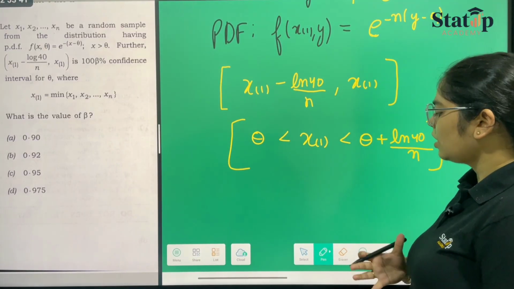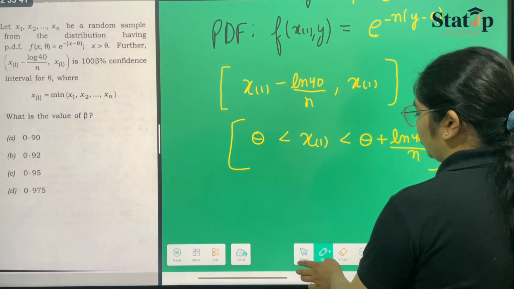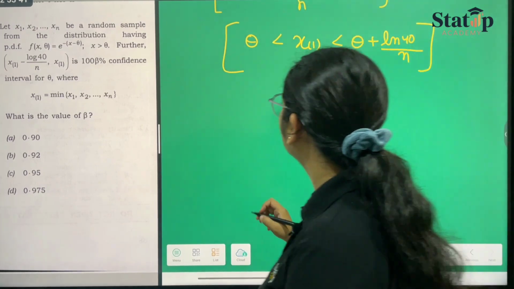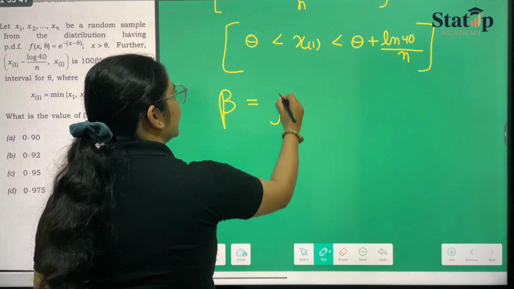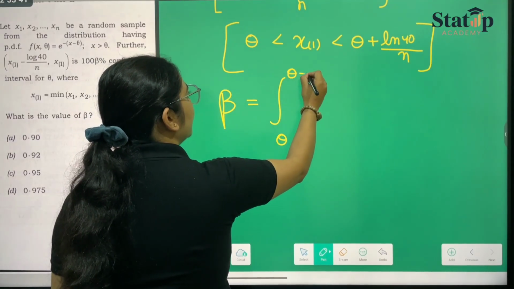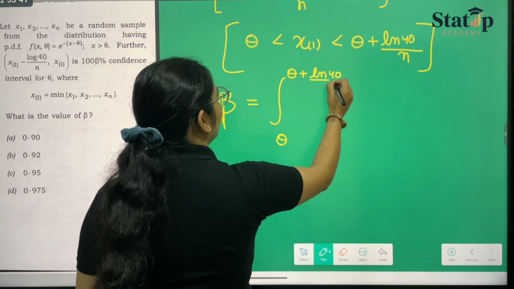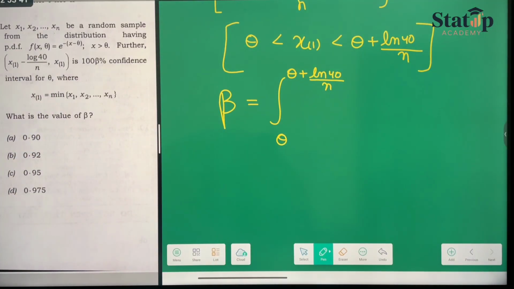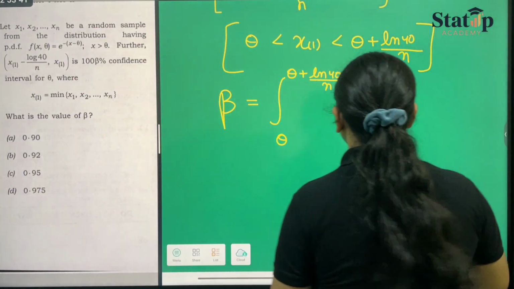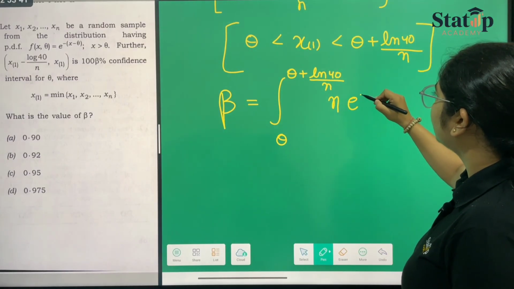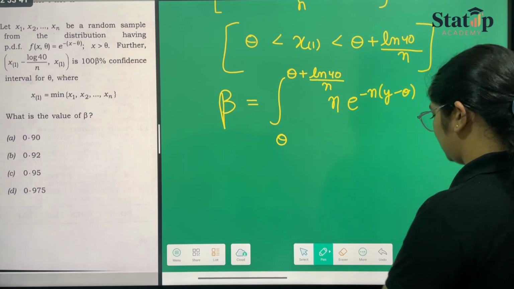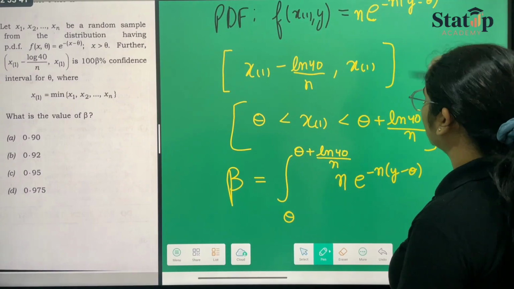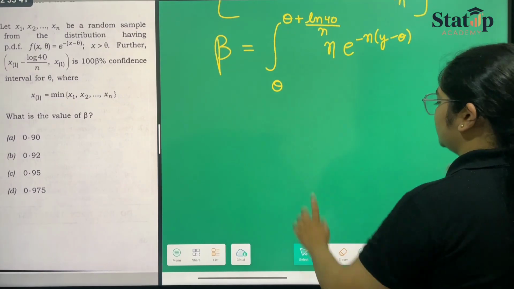Now to calculate the value of beta, it will be equal to the integration from theta to theta plus log 40 upon n of n e raised to the power minus n (y minus theta). This will be the final value.